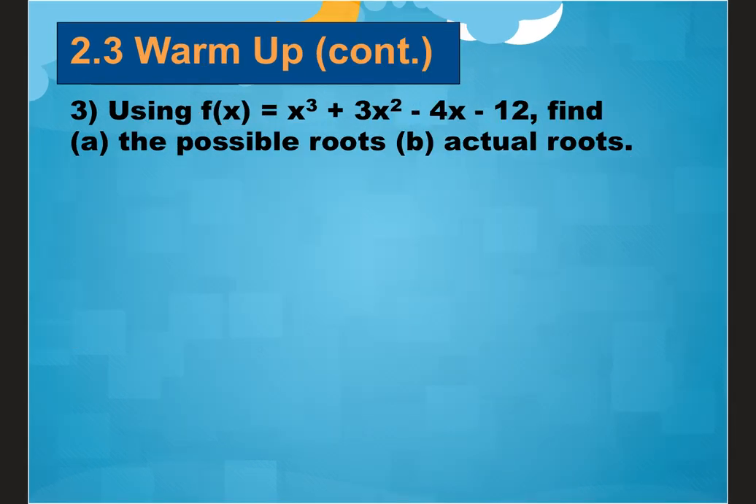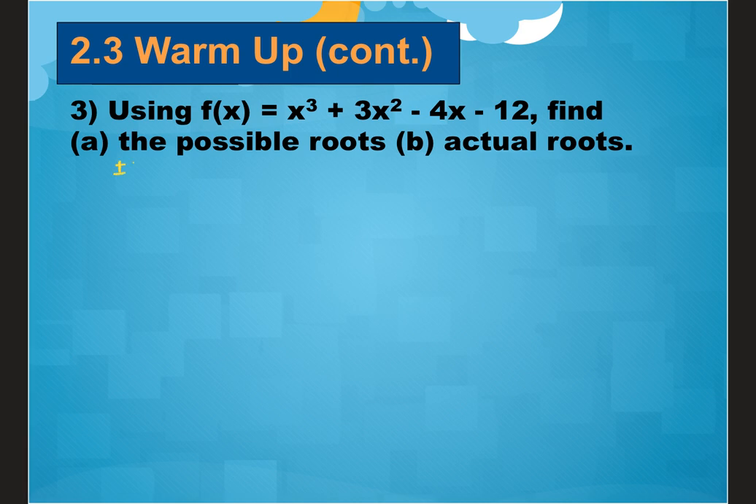All right, number 3, this says using f of x equals x to the 3rd plus 3x squared minus 4x minus 12. Find all the possible roots and then the actual roots. So while this question is factorable, and you can actually factor it by grouping, the one on your test will not. So we're going to pretend like it's not. We're going to go through it the long way.